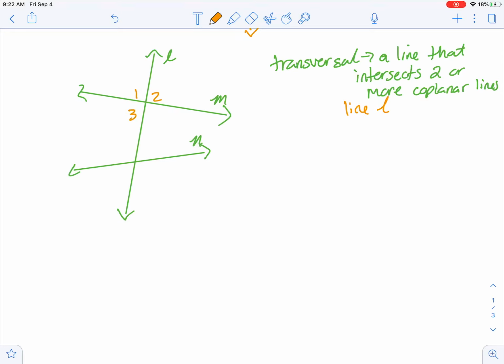So from that transversal, it makes a bunch of angles. Let's name these angles 1, 2, 3, 4. Then we have 5, 6, 7, 8. So a bunch of these angles are going to have relationships. We're going to learn those relationships now. So the first one I want to give you is corresponding.